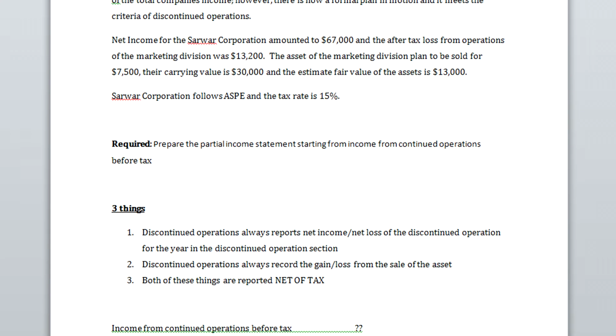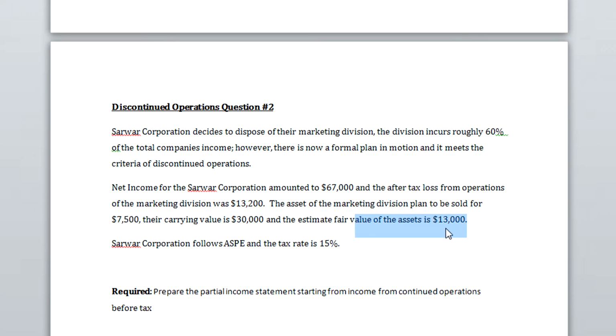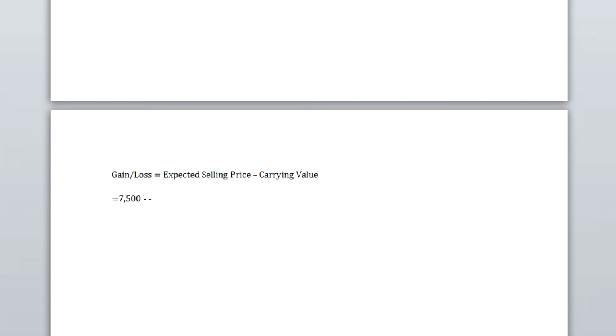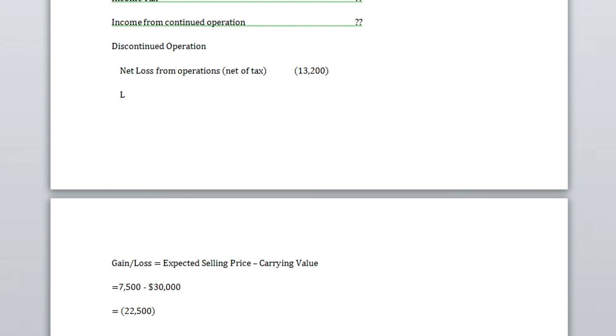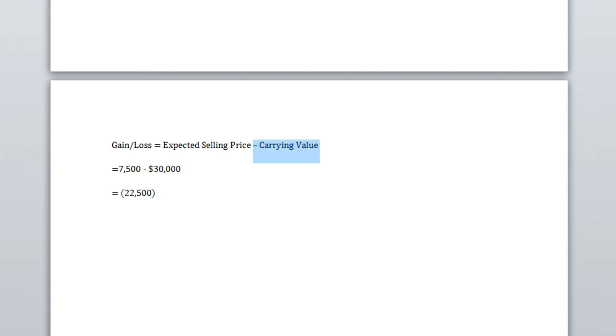And it also tells us that our carrying value is $30,000. Notice how this calculation does not include estimated fair value. Nowhere do you see that. In fact, there is no need for this to be here. We do not need estimated fair value asset, so simply ignore that. But we do need this carrying value of $30,000. Okay, so we just put it in, $30,000. This is going to give us a loss of $22,500. Okay, so we can put that right in the section here. Loss from sale of asset of $22,500.